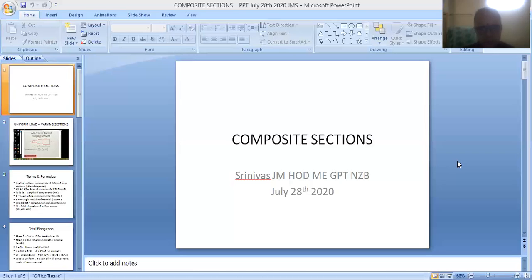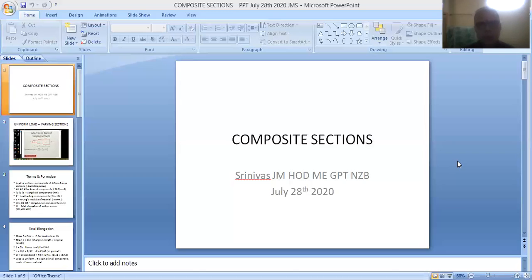So friends, find out the elongations of all the components separately and add up all these values. Ultimately, you will be getting the result, that is the total elongation of the composite section. This is an important question that is commonly asked in most of the examinations.